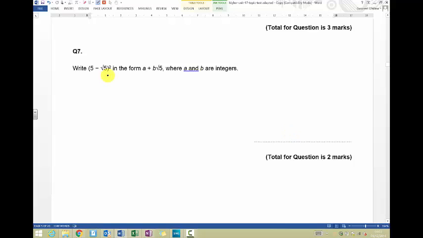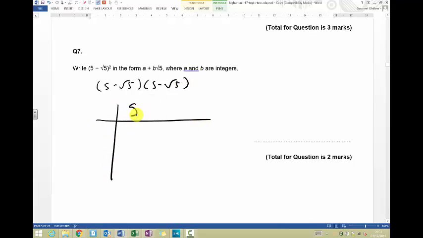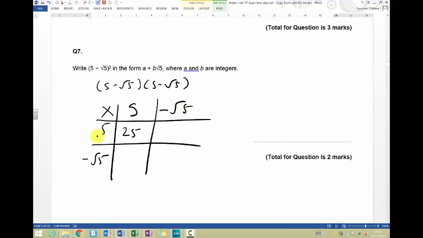Okay, here I recommend, remember this means multiply the bracket by itself, I recommend the grid method. It's got 5 minus root 5, and then 5 minus root 5. So multiplication grid, 5 times 5 is 25. 5 times minus root 5 is minus 5 root 5. Same thing here. Minus and a minus make a plus. Root 5 times root 5 makes 5.